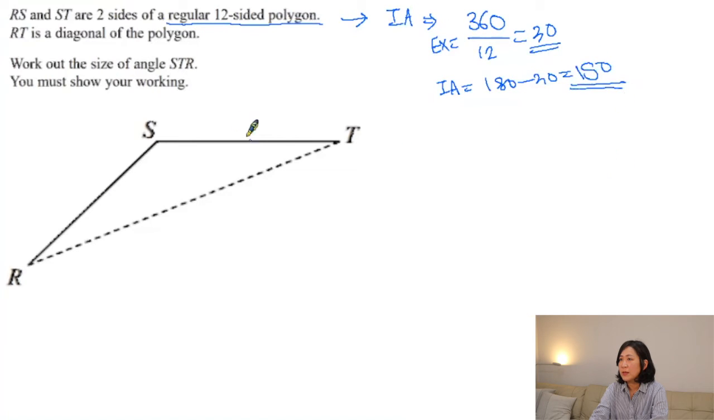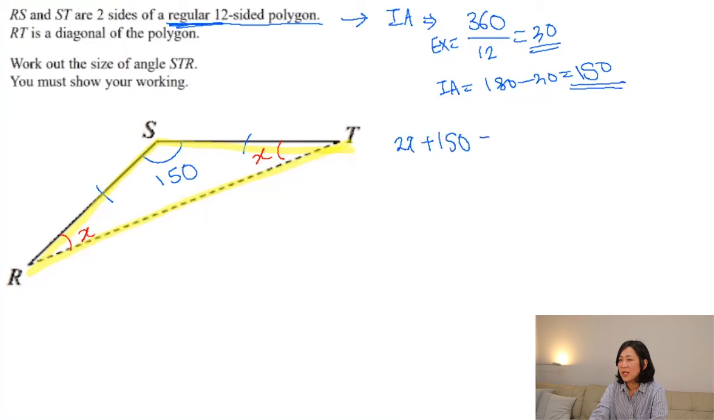So now we've got some information. Let's write down the angles. RST is 150 because this is a part of the really big regular 12-sided polygon. We also know that two sides are equal because it's part of the regular 12-sided polygon. Then finally, we can identify this triangle as an isosceles triangle. One of the equal angles is x. Let's put them in as x.